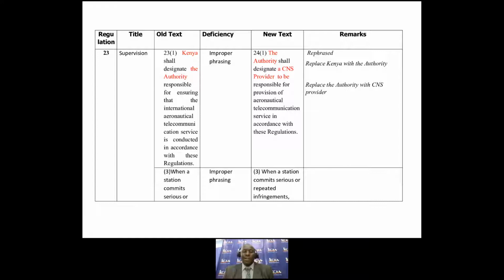It says the authority, that is the CA, shall designate a service provider. So Kenya cannot designate the authority, and the authority is actually acting on behalf of the government of Kenya. So it's the authority which shall designate a service provider to carry out or to provide the services.